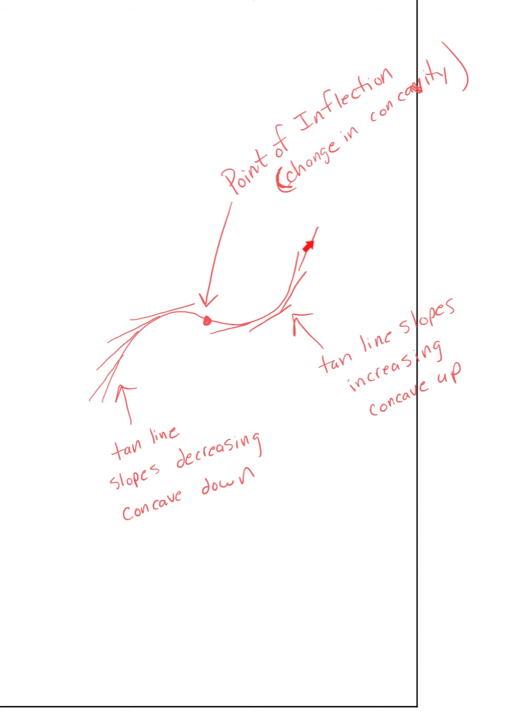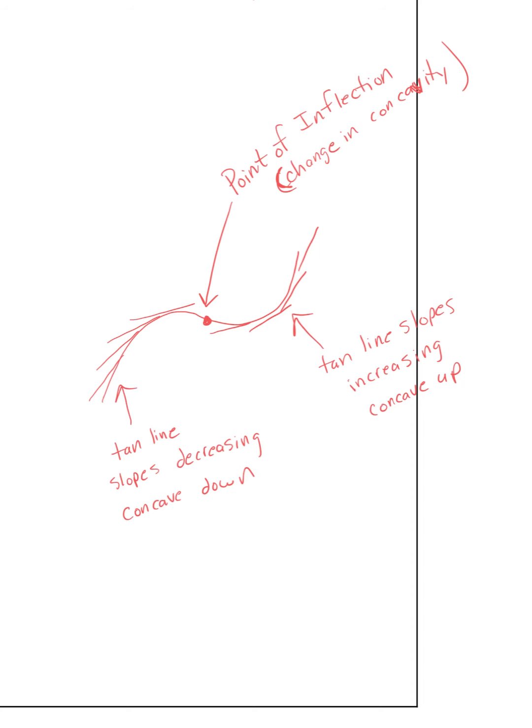They get steeper, so our slopes are increasing. So if the tangent line slopes are increasing on a curve, that is called concave up. So again, concave down, the slopes are decreasing, getting less steep. Concave up, the slopes are increasing, getting more steep, the slopes of the tangent line.